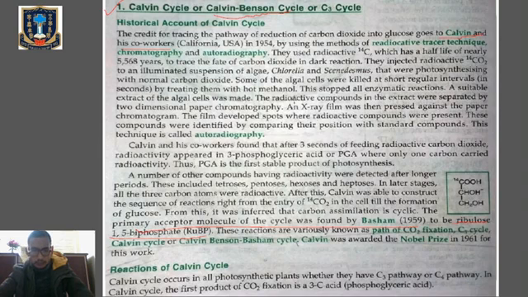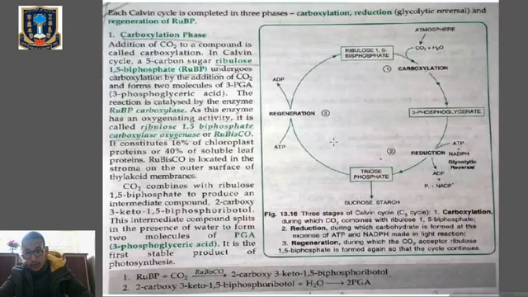In Calvin cycle, the first product of carbon dioxide fixation is a 3-carbon acid called phosphoglyceric acid. Kindly remember this. The first product of carbon dioxide fixation in Calvin cycle or in C3 cycle is a 3-carbon acid called phosphoglyceric acid. So this is very important.